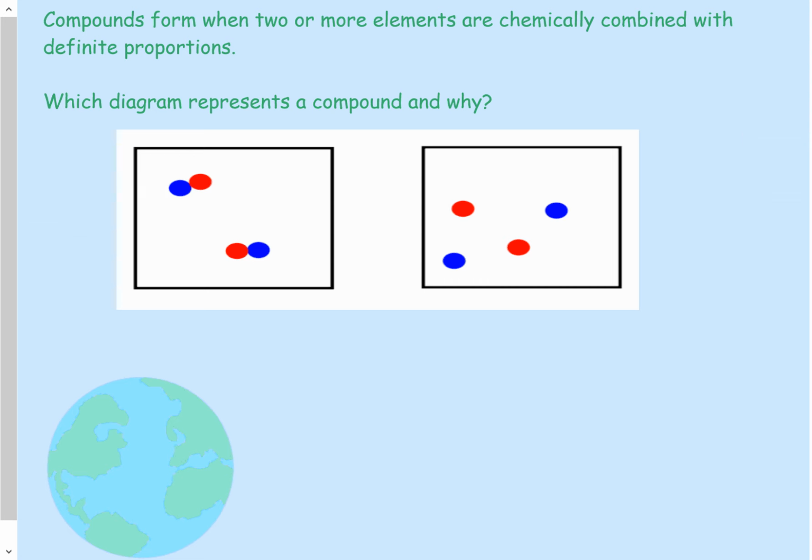Now, let's talk about this. Compounds form when 2 or more elements are chemically combined in different proportions.